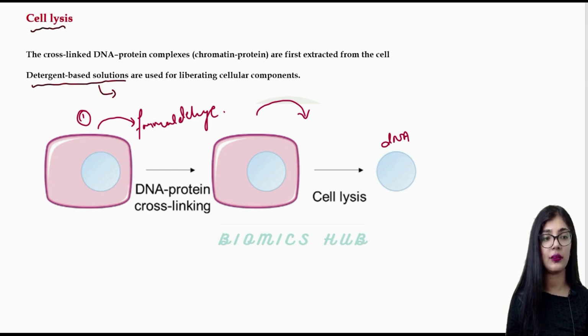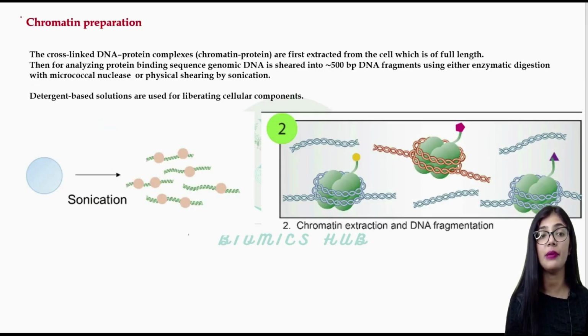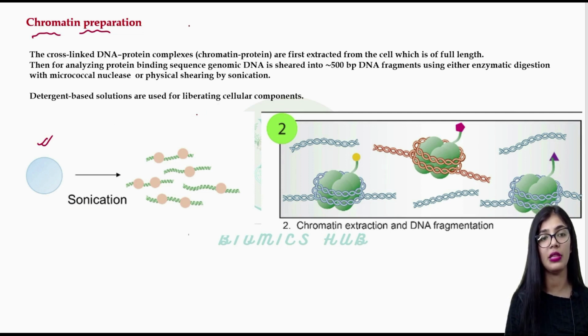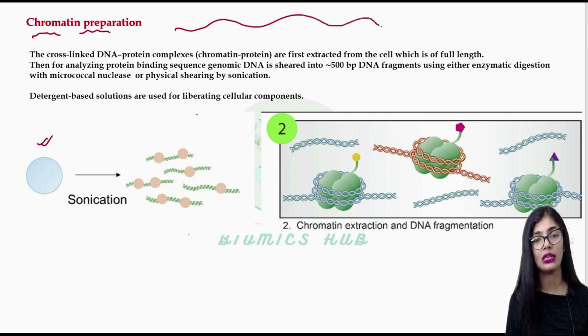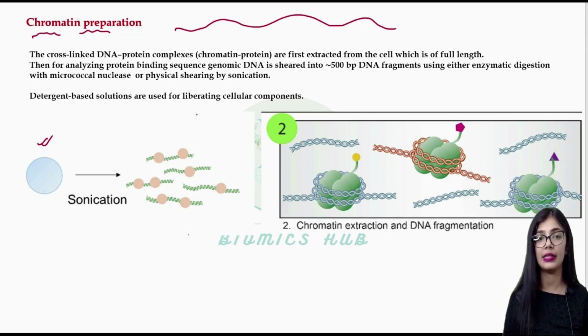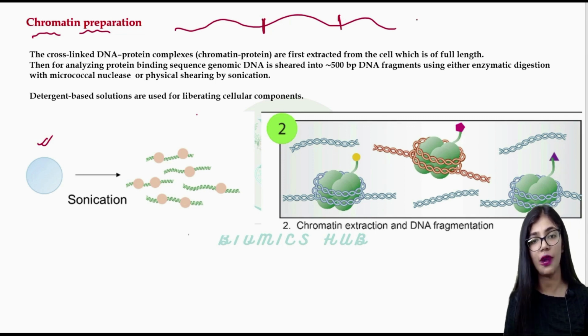Now comes the third step. So what is the third step? The third step is chromatin preparation. So what is this chromatin preparation? Whenever we are taking the DNA from the nucleus or from the cell, the strand of the DNA is very large. So we cannot study these large fragments for this assay. For that reason, we have to cleave this DNA into small fragments. The small fragments can be 200 to 500 base pairs.